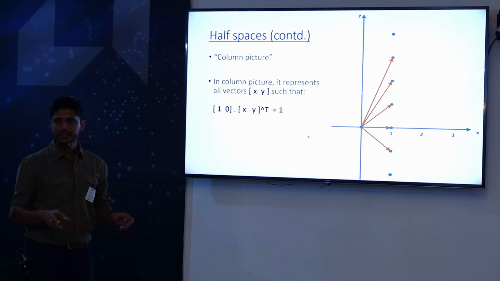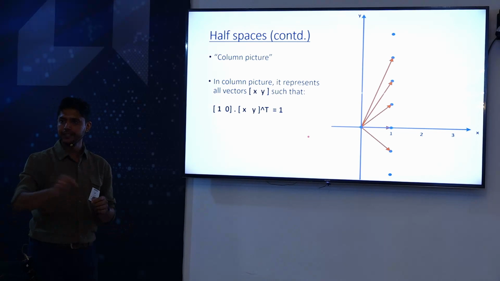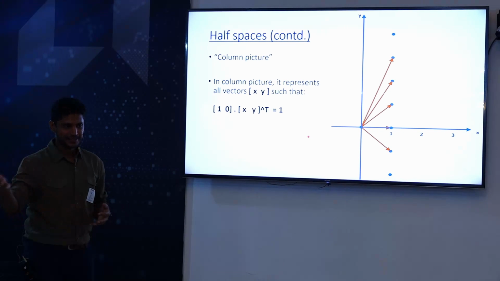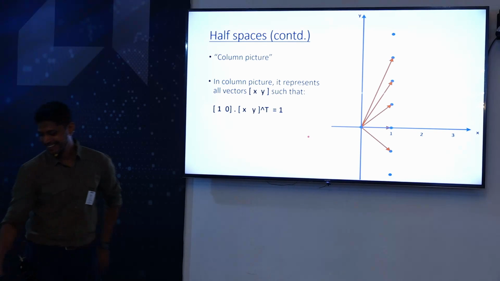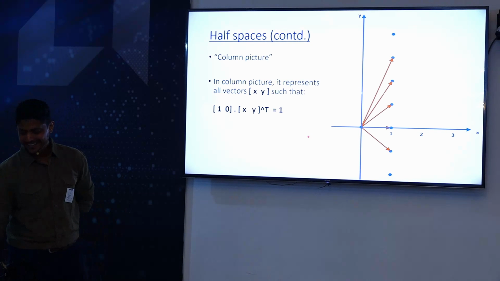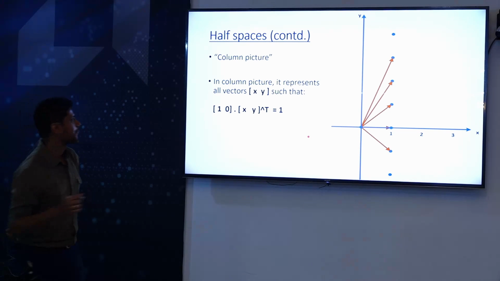When we say column picture, it means that instead of looking at lines, we will think of vectors. People are smiling there, you know. Good that it reminded you. It is Gilbert Strang's lectures, if you have followed, he talks a lot about column pictures.